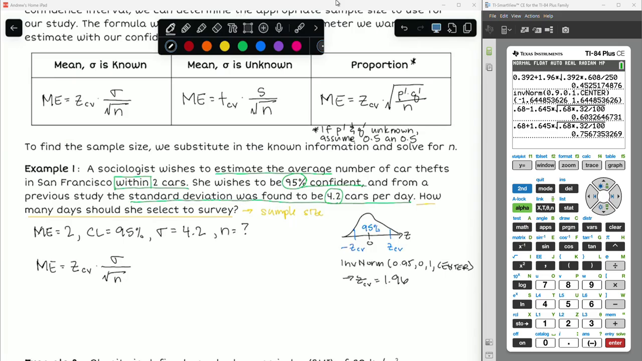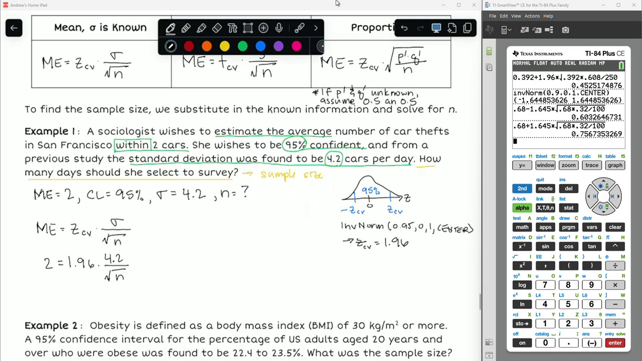Now that I have my CV, I'm going to plug in what I have and solve for n. So my margin of error is 2. My critical value is 1.96. My standard deviation is 4.2. And square root of n. So first thing I'm going to do is I'm going to divide both sides by 1.96.